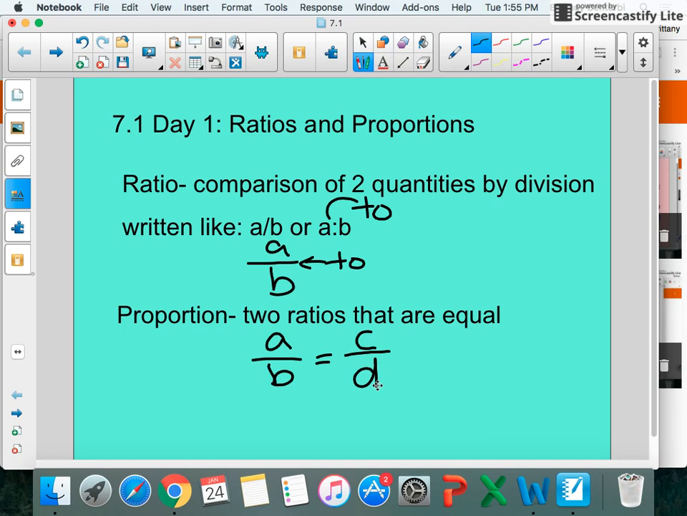Your first question on notes says, what is the difference between a ratio and a proportion? The difference is a proportion has an equal sign, whereas a ratio does not. Go ahead, you can take a second to pause the video and fill out that first question.